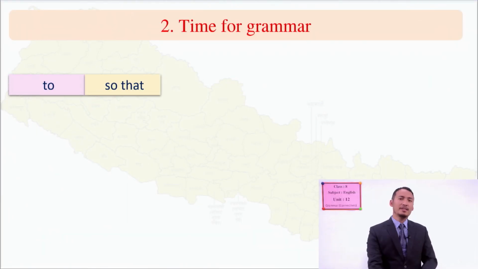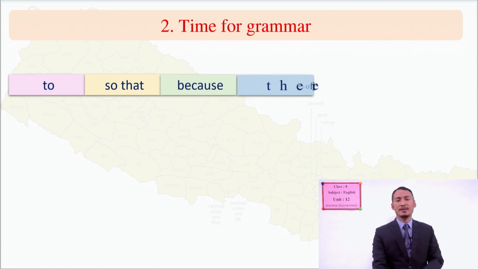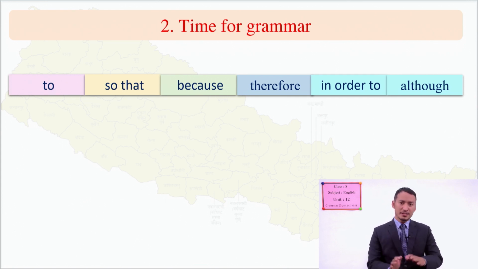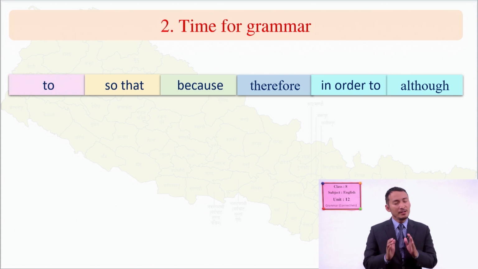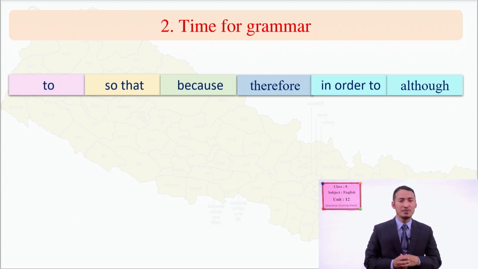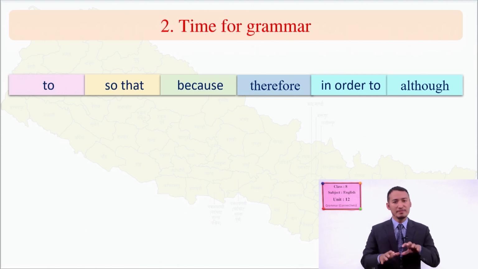So we have in our textbook exercises for to, so that, because, therefore, in order to, and although. However, we are also going to discuss other connectives, and I'll make you clear about overall connectives, what they are, what they are like, and what they mean. Okay, students? So this will help you more than your book.